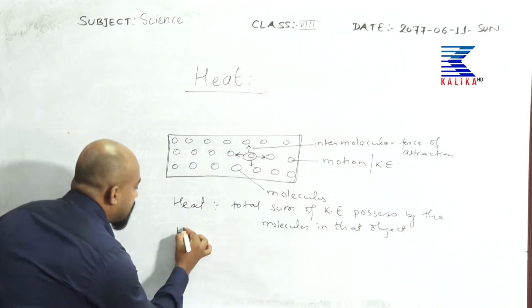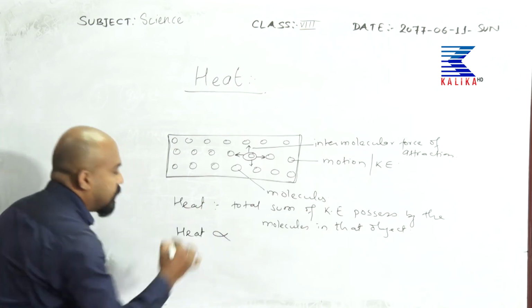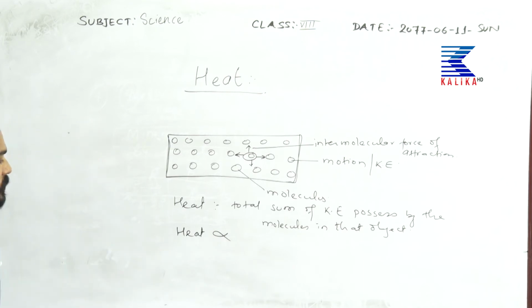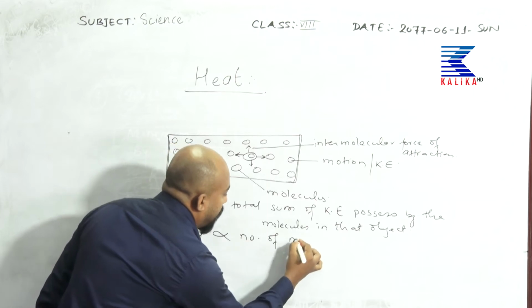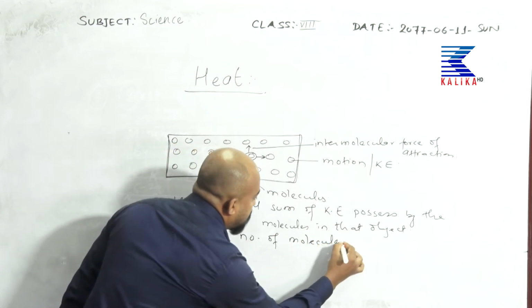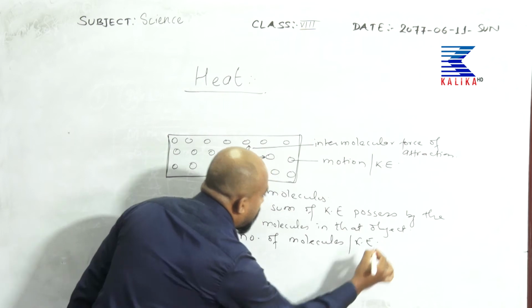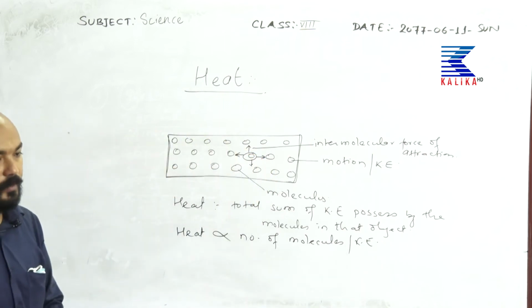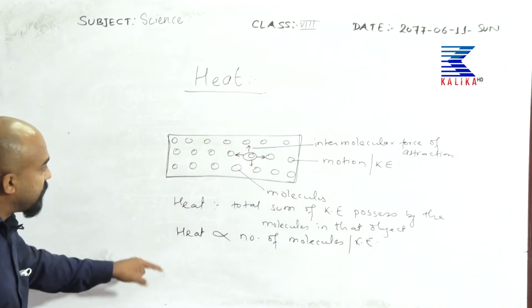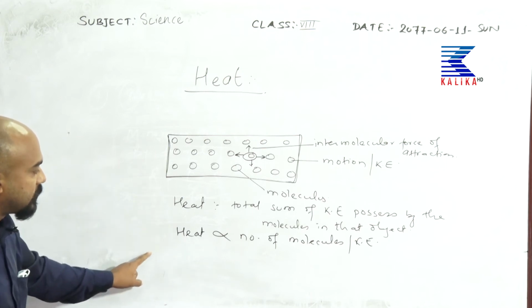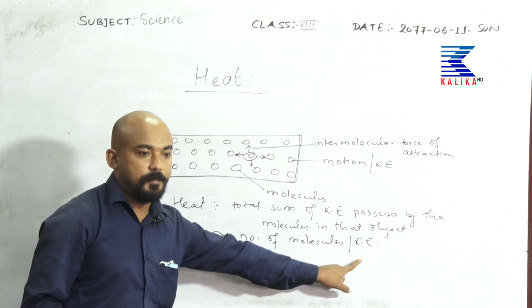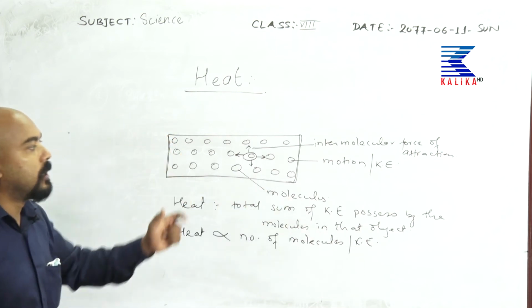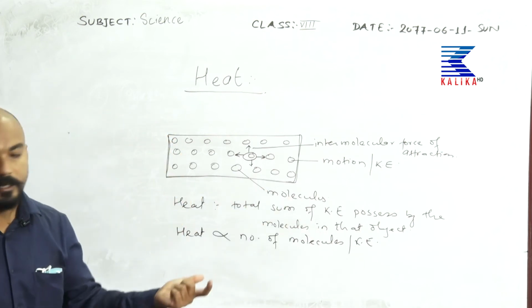So, heat is directly proportional to the number of molecules present in that object, or the kinetic energy possessed by that object. Heat present in an object is directly proportional to the number of molecules or kinetic energy of the molecules, which means the more the number of molecules, the more will be the heat energy.